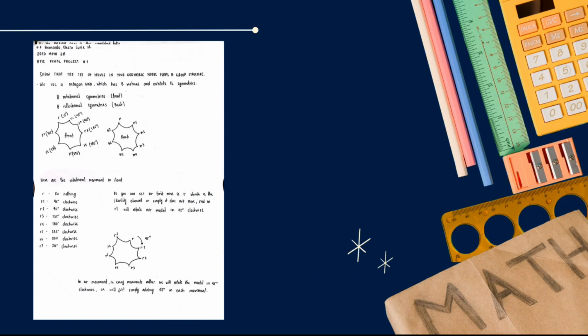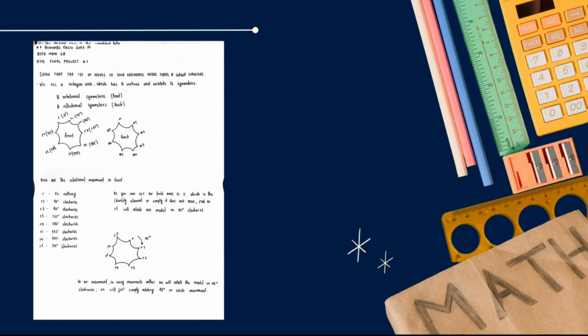As you can see in our model, in the front, we have R, which is the do nothing or the identity element, and R1 is 45 degrees clockwise, R2 is 90 degrees clockwise, R3 is 135 degrees clockwise, R4 is 180 degrees clockwise, R5 is 225 degrees clockwise, R6 is 270 degrees clockwise, and last is R7 clockwise.